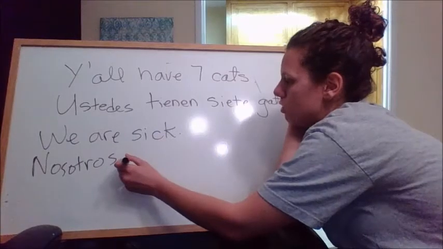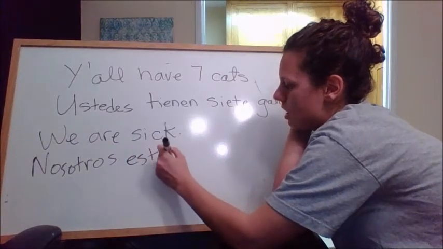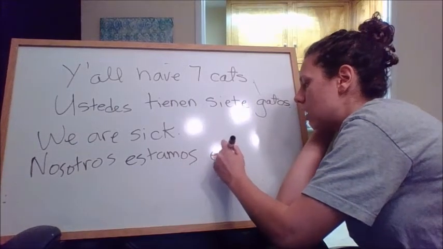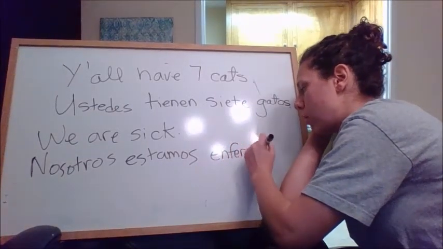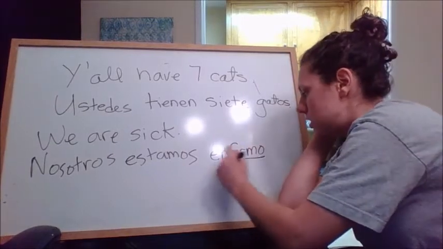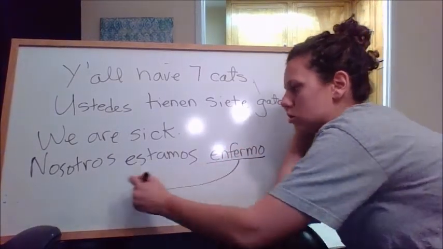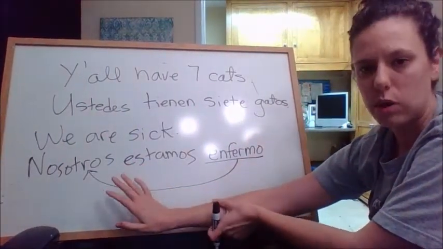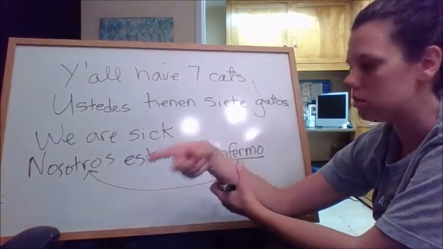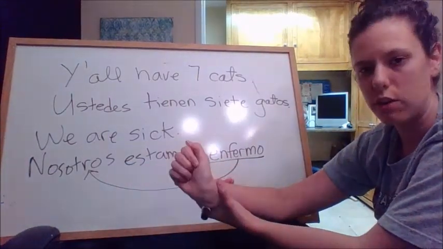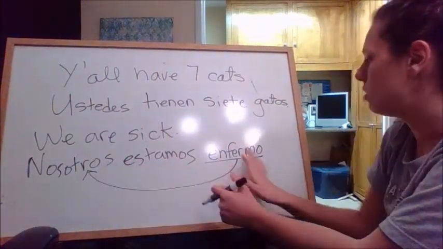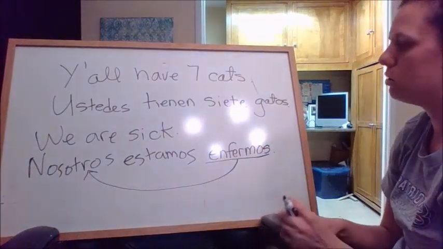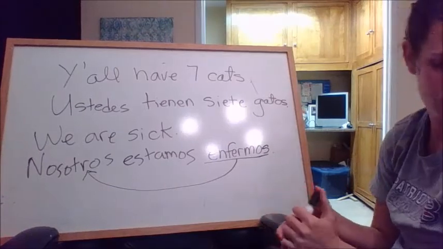So we say nosotros estamos. Then the word for sick is enfermo. But once again, this adjective describes us, or we. That's plural. We is me and someone else, or me and multiple other people. So it's plural. So this adjective has to be plural. Okay? It's going to be nosotros estamos enfermos.